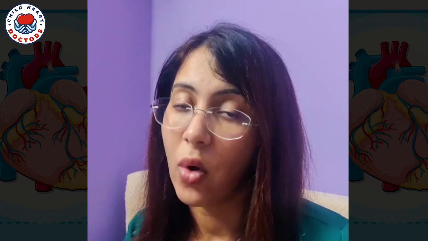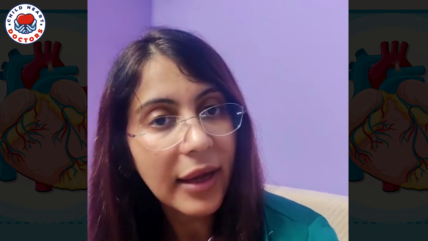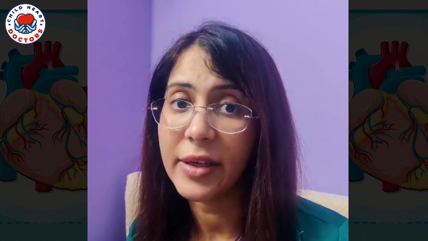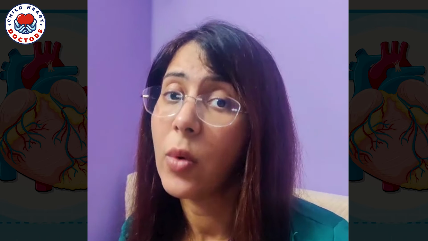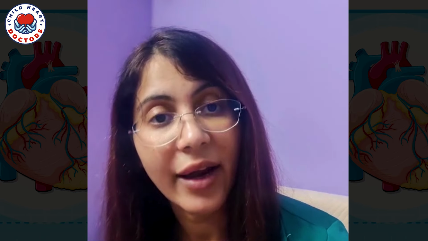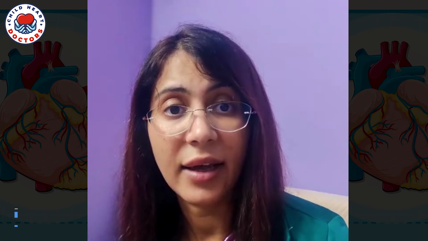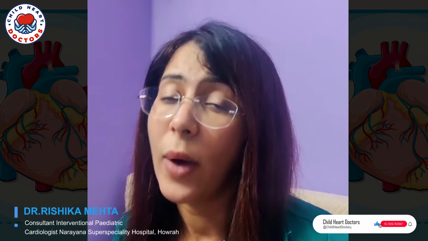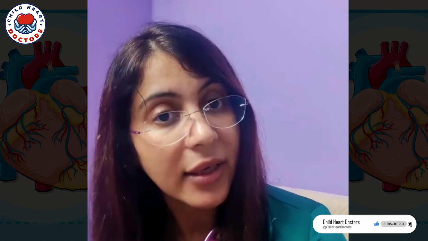And once that flow becomes normal, the child is absolutely normal for his age, can perform all the activities and grows along very well. So these are the basic ASDs, VSD, PDA, tetralogy of Fallot, transposition of great arteries, and the valve problems. There are some complex congenital heart diseases that we call single ventricle. That means the hole from the lower side of the heart is so big that it almost is like a single ventricle.